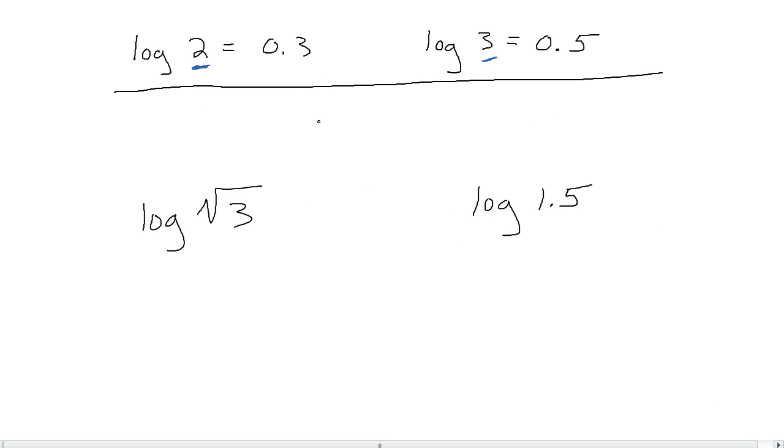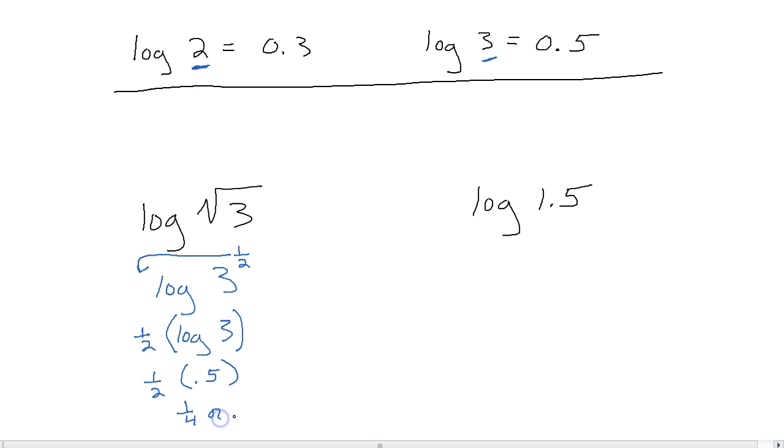Alright, let's look at a couple more problems with the same given logs that might be a little on the tricky side. If you have the log of a radical, just remember that radicals or square roots are the same thing as using an exponent of 1/2. If you can write it with an exponent, we have the rule that says that can come down front, and it becomes 1/2 log of 3. Now, I know the log of 3 because it was given up here. The log of 3 is 0.5. So 1/2 times 0.5 would be 1/2 times 1/2, which is 1/4, or 0.25.